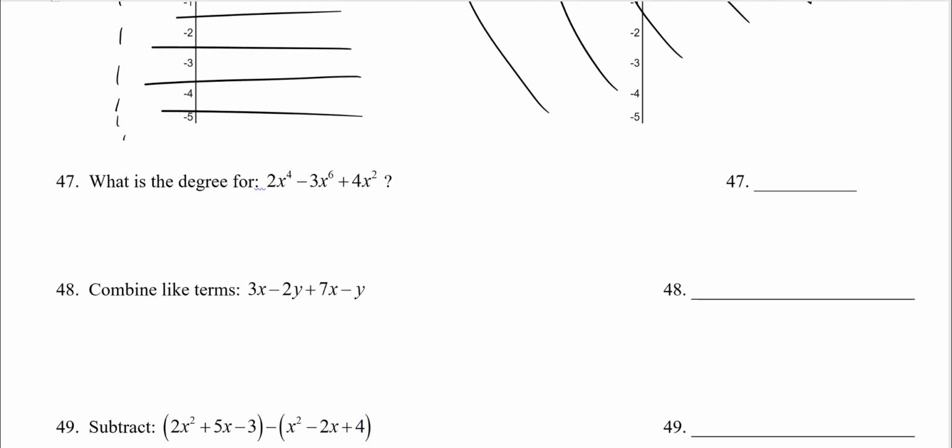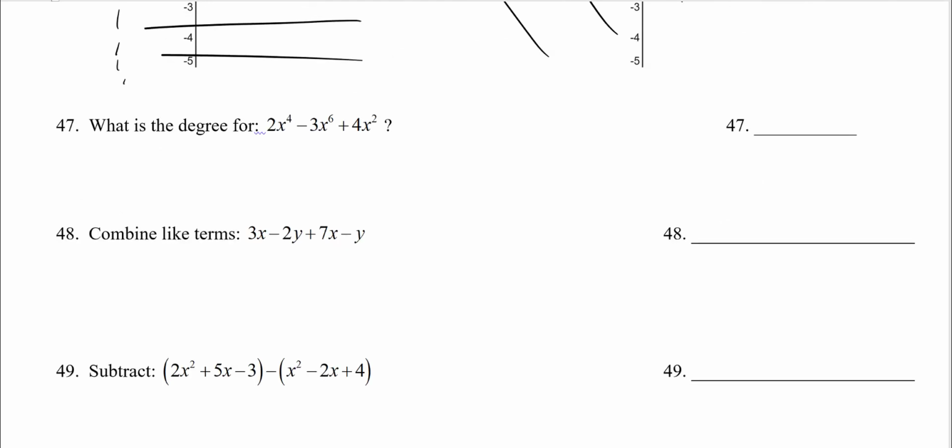Okay, not bad. Moving on, this is a really fast one. What is the degree? You look for the highest exponent. And so this is the one with the highest exponent, so you want the 6. So it's degree 6. Okay. Combine like terms, 3x plus 7x is 10x. Negative 2y minus 1y is negative 3y. Okay, so that's your answer.